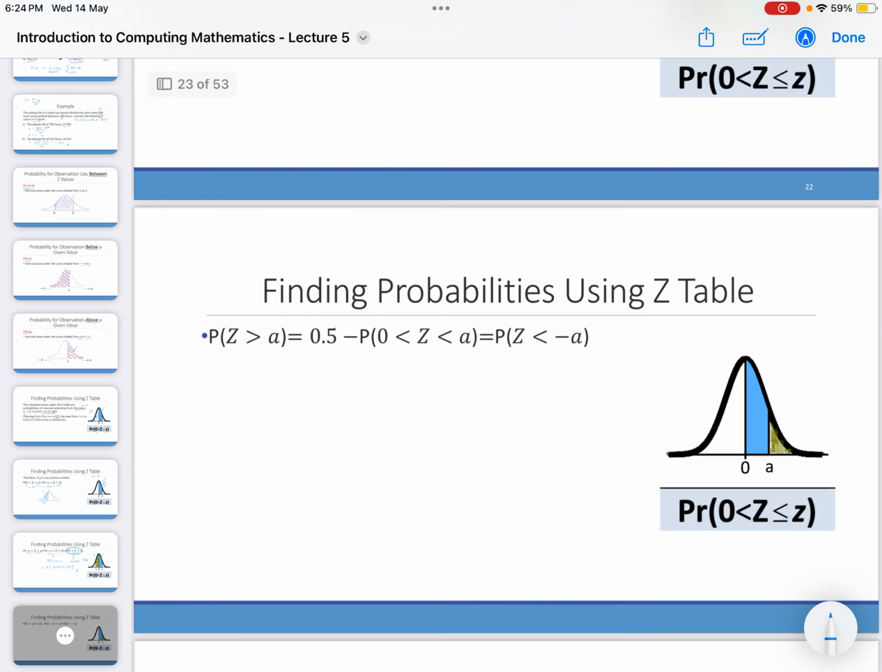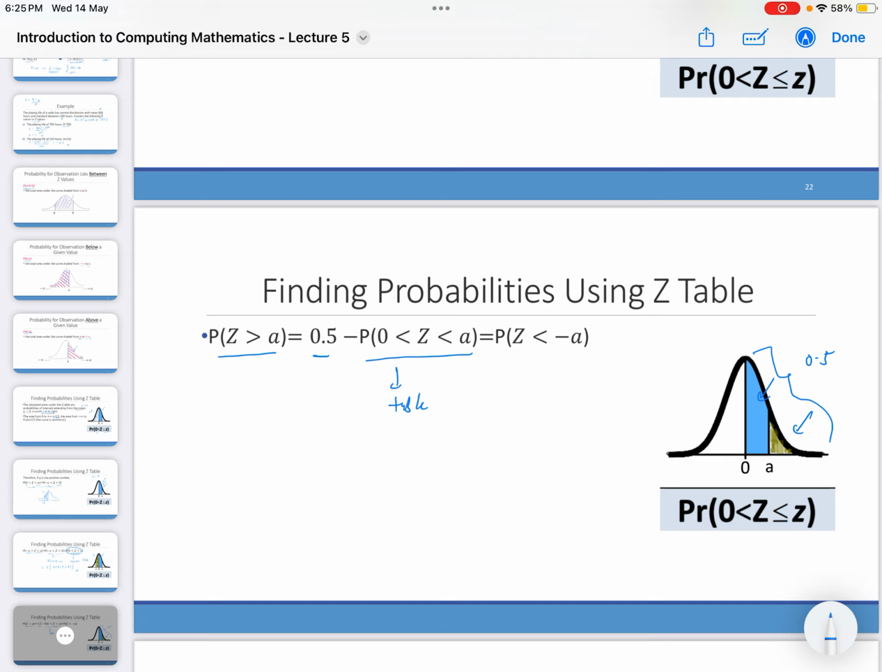So let's say now we have A, and we want to find the probability of Z greater than A. Basically, this is the yellow region here. We know the probability on the right side of the mean is 0.5. So this equals 0.5 minus the probability of Z from 0 to A, which is minus the blue region here. And this one is read from the table.